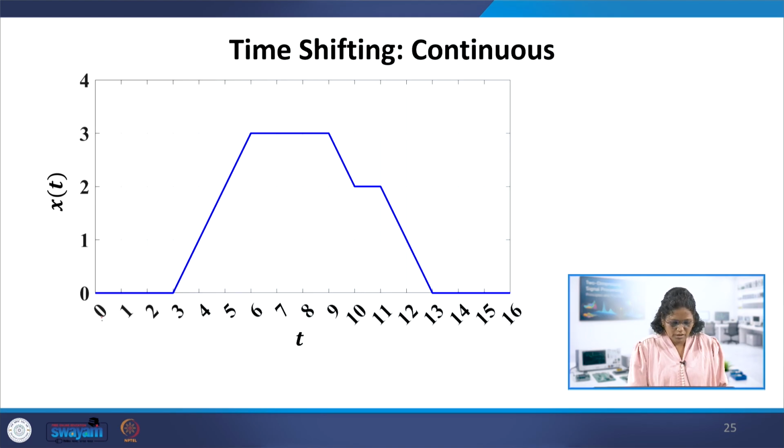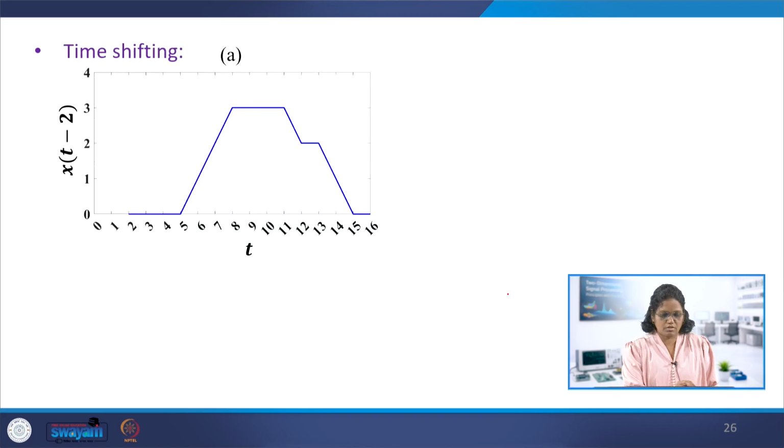So we have taken 0 to 16 here, and x of t is this. Define some amplitudes, a random signal that is 0 for some time, and then there is a slope here, and it's 3 for some value, and there is a slope, and 2, and then it goes on. So if we shift this signal, x of t minus 2, I want to shift it by 2, and then right shift here, that is going to be 5 here. Instead of starting from 0, it is starting from 2.